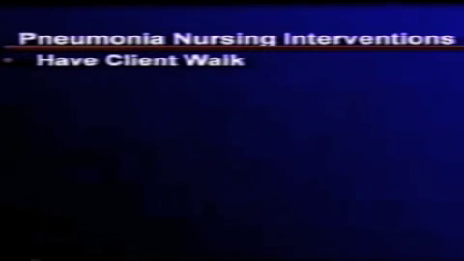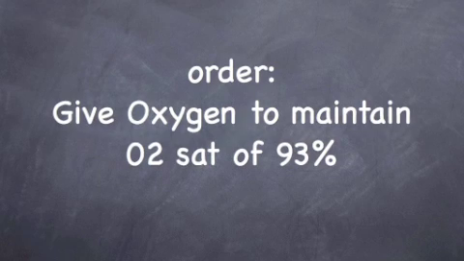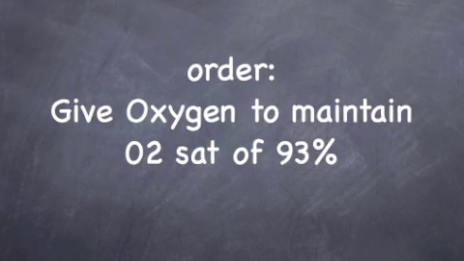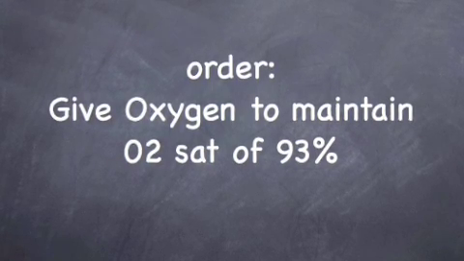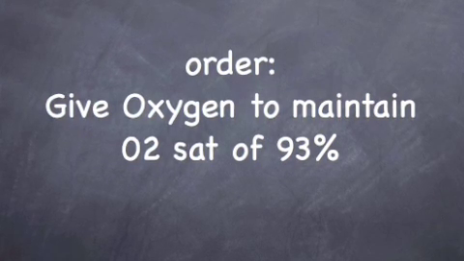We're also going to give them oxygen, and again, oxygen saturation will be measured, and that's usually done every 4 hours throughout the shifts. And you want to make sure that you keep them at least 95%, unless it's ordered differently. For example, sometimes you'll see an order that will say, give oxygen to maintain O2 sat equal to or greater than 93%.